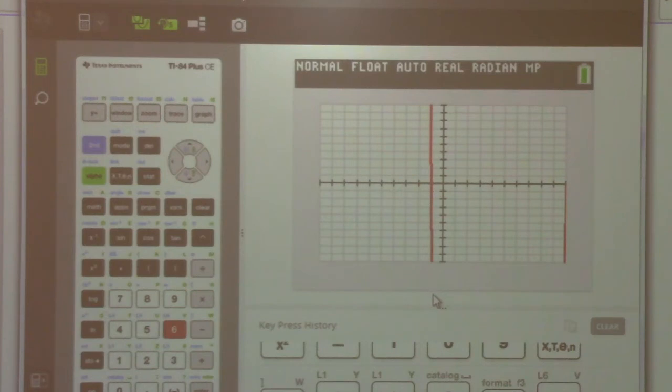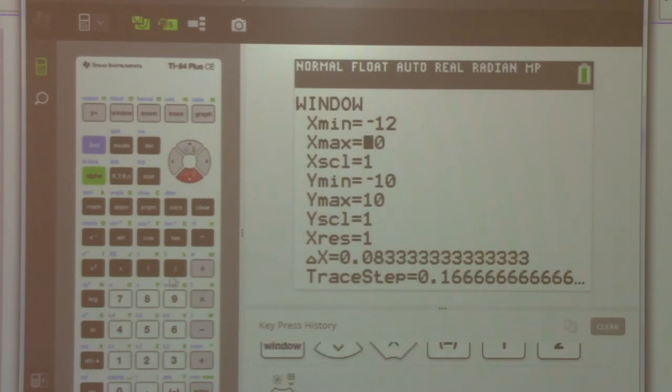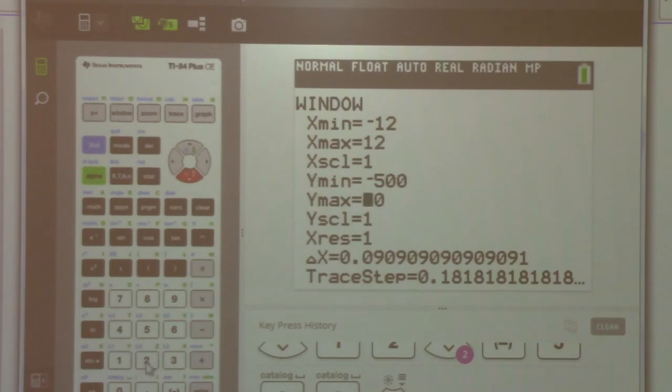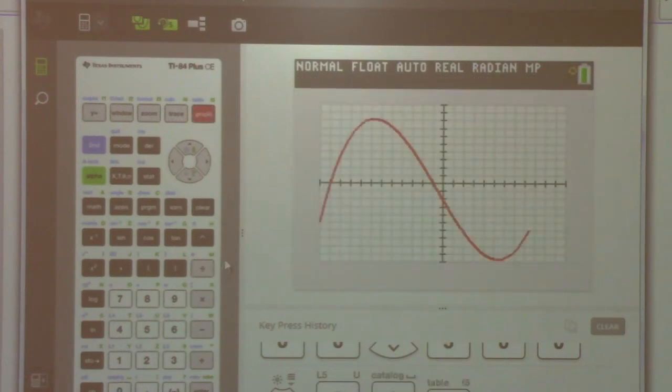Is that right? It is, you just have to fix the window. It looks weird on a standard window. Okay, that's right. So let's go ahead and fix that. I'm going to fix this in a couple different ways. I'm going to go to -12 to 12, and negative 500 to 500, going by maybe 50s. Graph should see it pretty well.